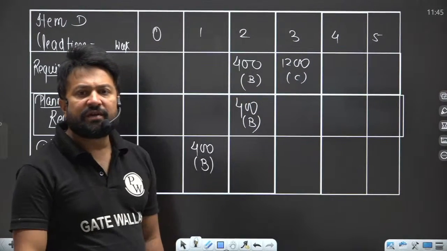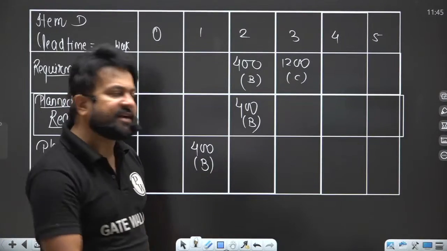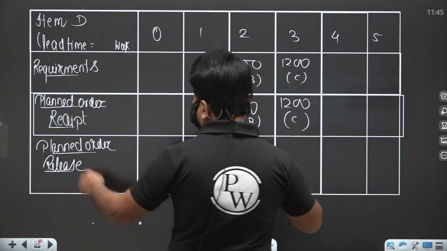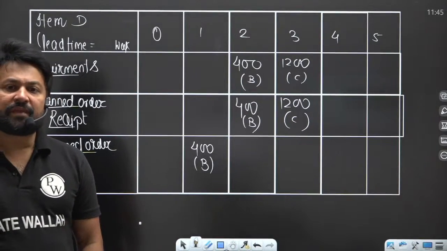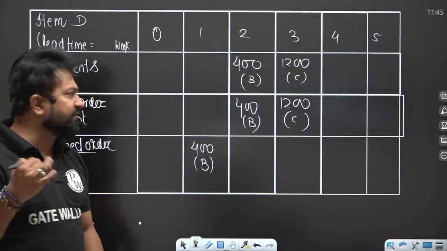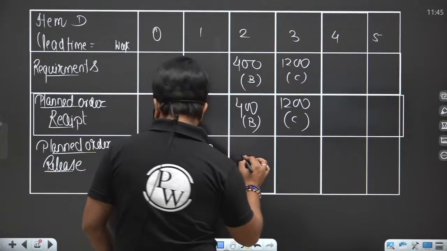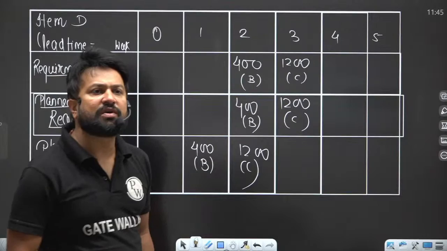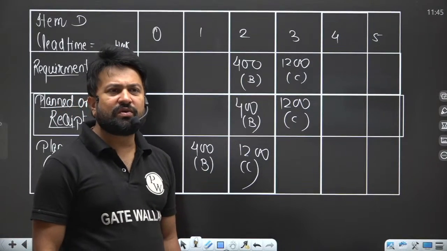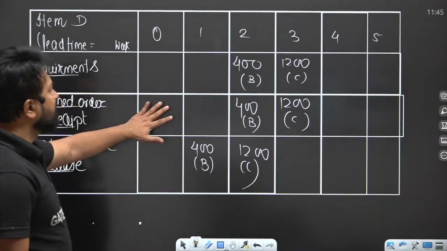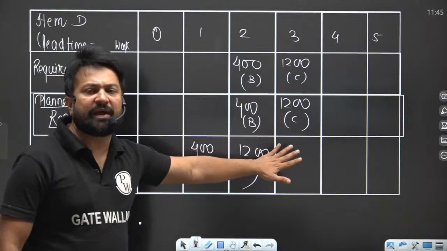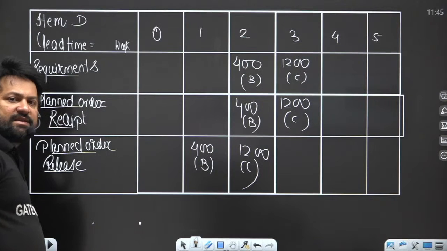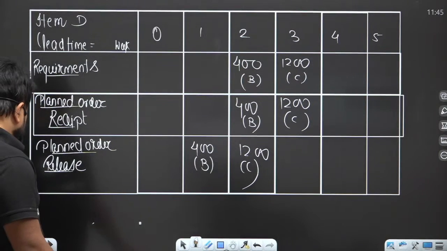It should be received in the 3rd week. Now the lead time of D is 1 week, so it will be released 1 week before. So 1200 at C. Yes or no? So this is the requirement planning of D. Now let's talk about the E.